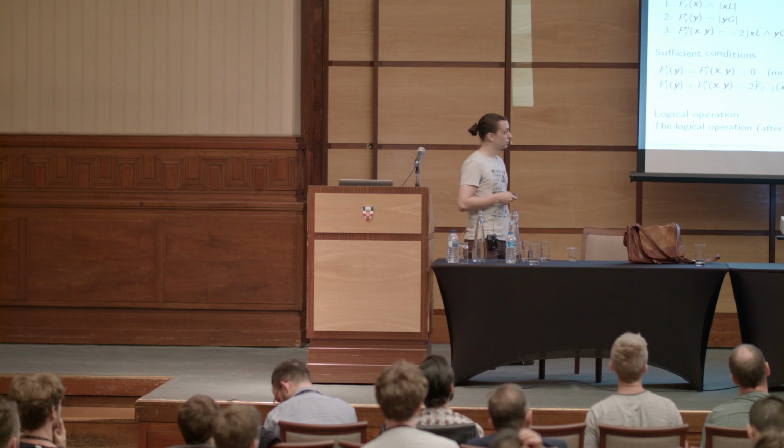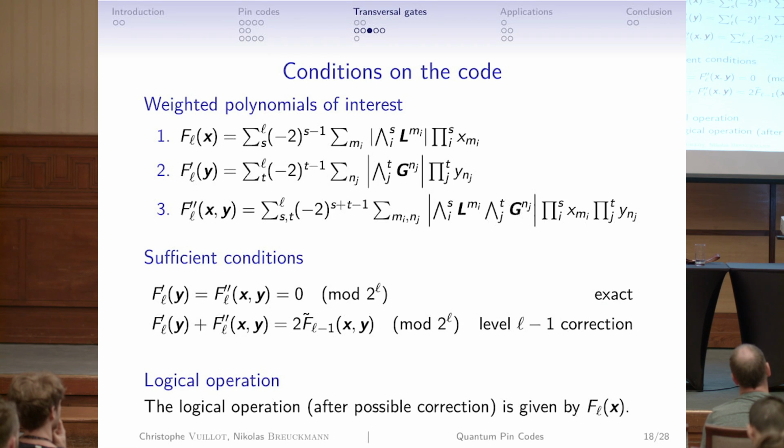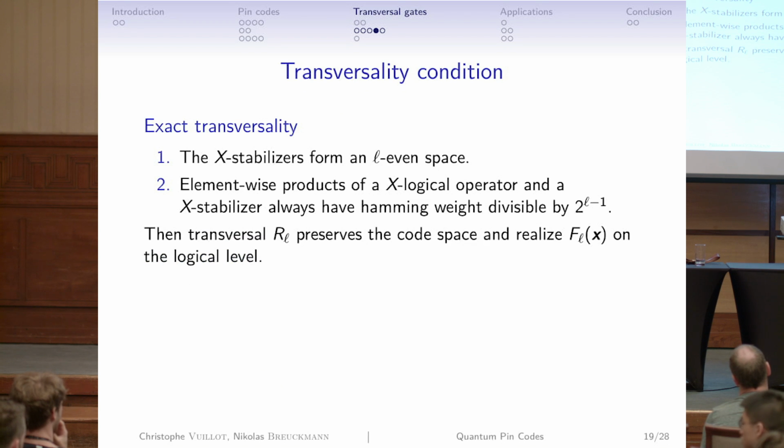And then every time when some of these conditions are satisfied, then your logical operation is given by this first quantity after possible correction. Okay, so just slightly more on these things. If you can develop them and see that they are directly weighted polynomials, and their coefficients are given by overlap of the generators of either your logical, your stabilizer, or overlap across logical and stabilizer. Okay, so now I can formulate 2 conditions. So this is a sufficient condition, it's not necessary, to have a transversal gate on my code.